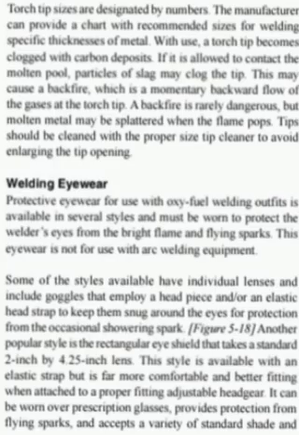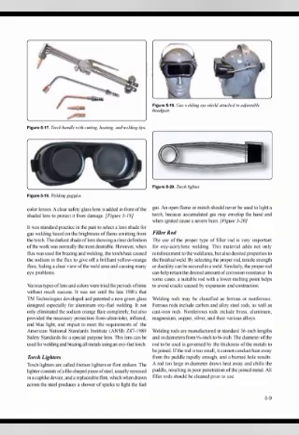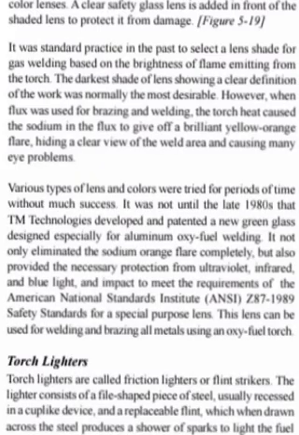Another popular style is the rectangular eye shield that takes a standard 2-inch by 4¼-inch lens. This style is available with an elastic strap but is far more comfortable and better fitting when attached to a proper fitting adjustable headgear. It can be worn over prescription glasses, provides protection from flying sparks, and accepts a variety of standard shade and color lenses. A clear safety glass lens is added in front of the shaded lens to protect it from damage.